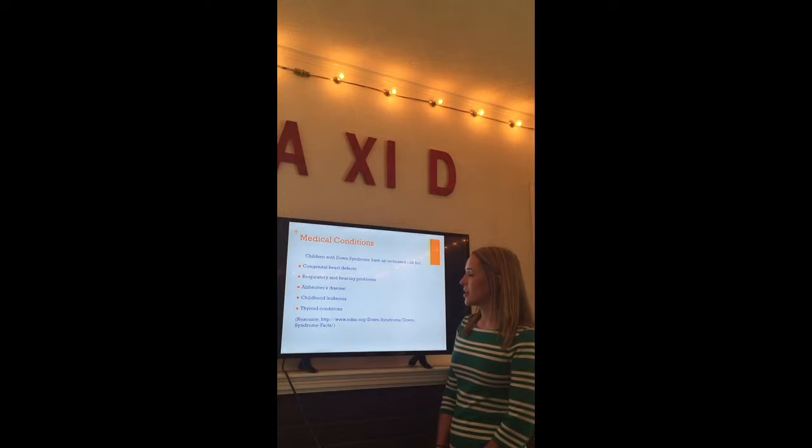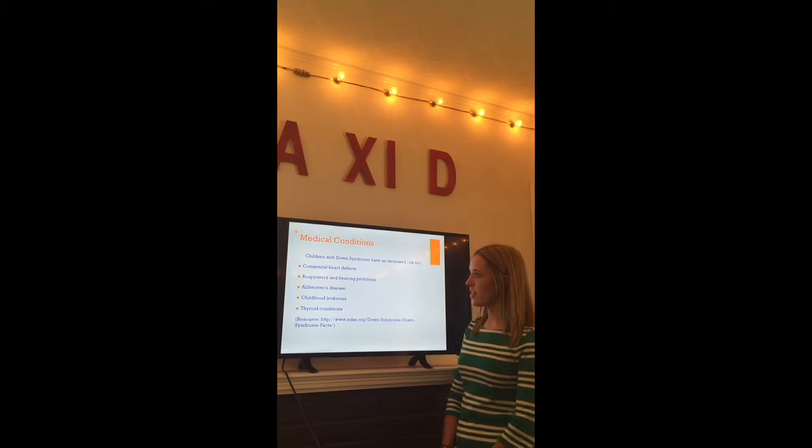Another disease or medical condition that they have is Alzheimer's disease. This usually happens later in life, so the preschooler kids I'm covering in this slideshow don't really have to worry about that. Another thing is respiratory and hearing problems. This is big for children with Down syndrome and important for ChildLife specialists to remember because they need to accommodate the children they're helping. Another thing for children with Down syndrome is childhood leukemia.